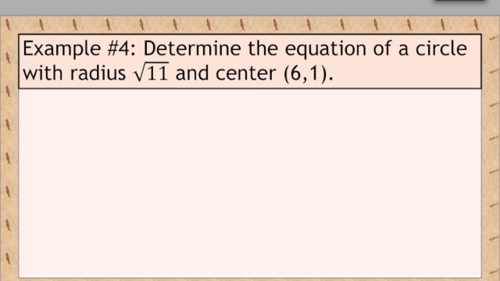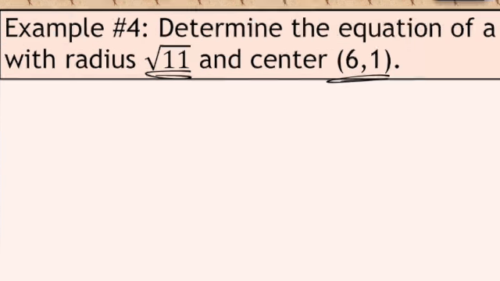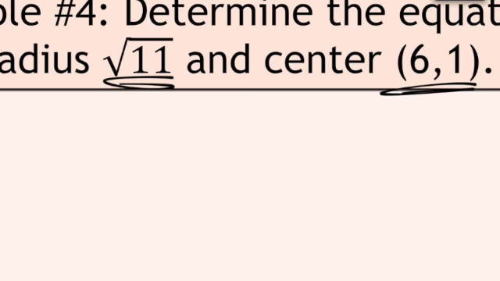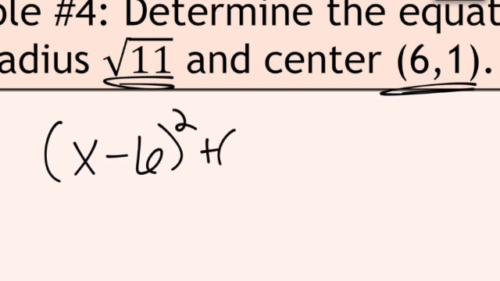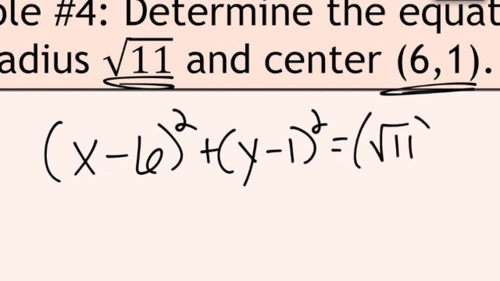All right, in example number 4, still a pretty straightforward question because it gives us the center and it gives us the radius, so that's pretty nice. All we got to do is just plug it in. So this won't take too long. x minus 6 squared plus y minus 1 squared, and that's going to equal the square root of 11 squared.